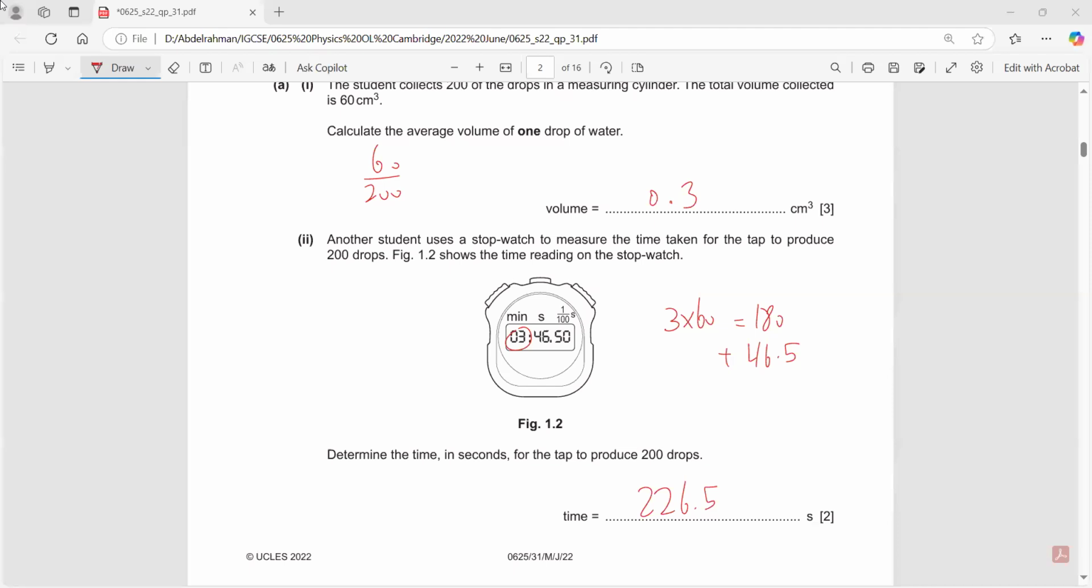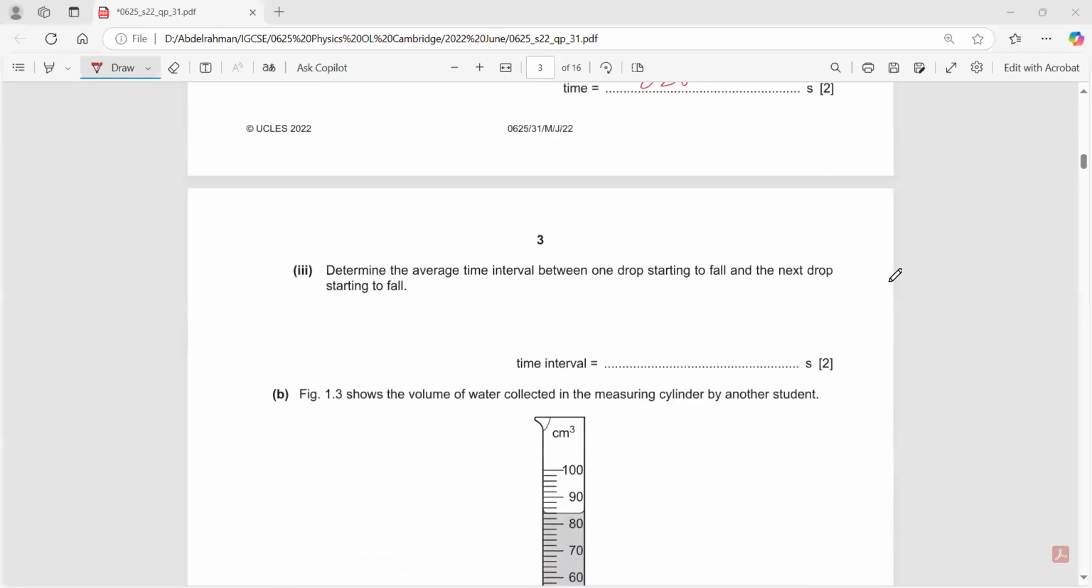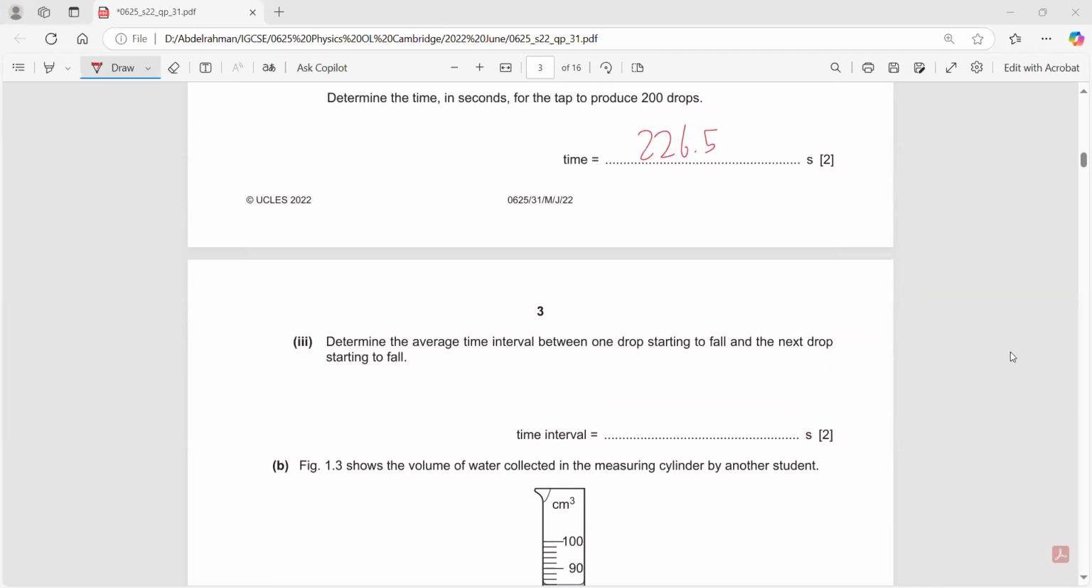Next question. Can I find the time interval for one drop to fall? Yes, I can find the time interval. All you need to do is divide the total time by the number of drops. So 226.5 divided by 200 would give you roughly 1.1 seconds. This is the time interval for one drop.